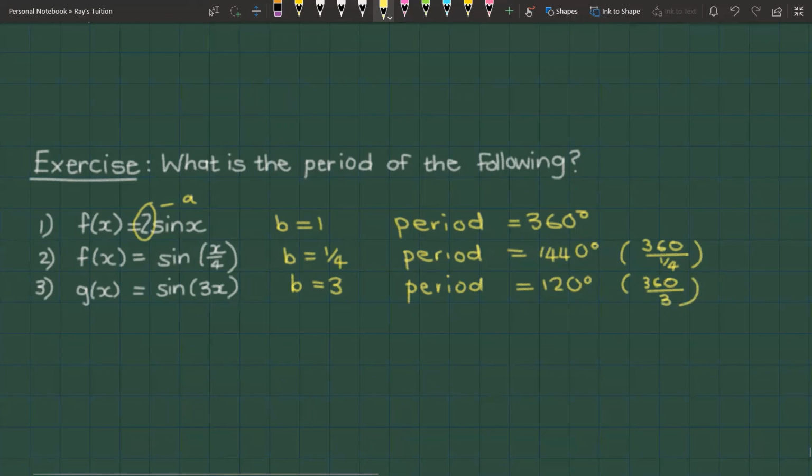In general, to get the period of the graph, you get it by saying 360 divided by your b value, where your b value is the coefficient of x, which controls the period of the graph.